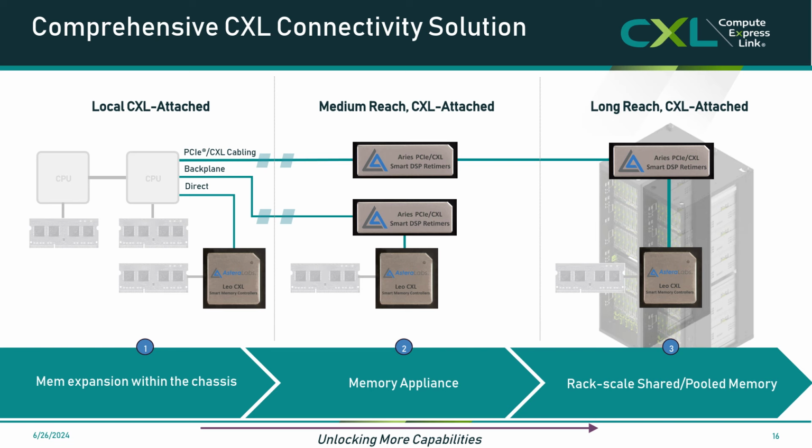And earlier this year, we released our new retimer smart cable modules that unlock active copper, PCIe, and CXL connections of up to 7 meters, and our optical modules for up to 50 meters. This has the potential to enable new architectures like shared and pooled memory or node-to-node, as well as rack-to-rack CXL connectivity.